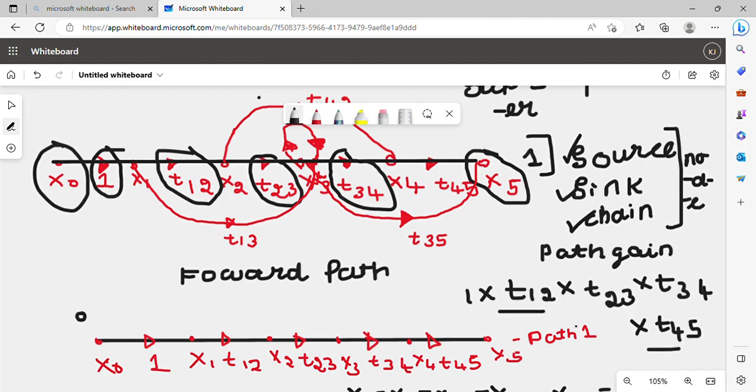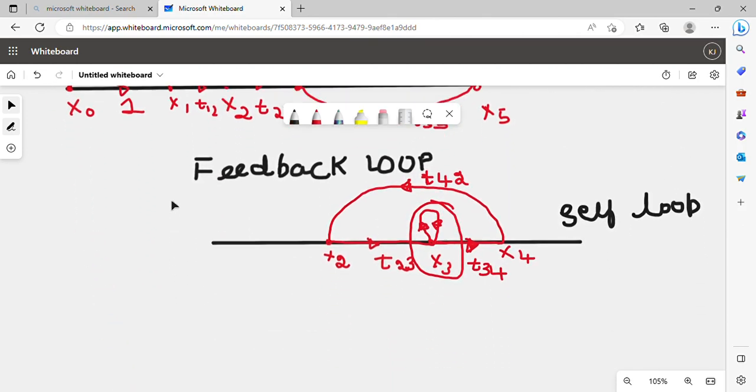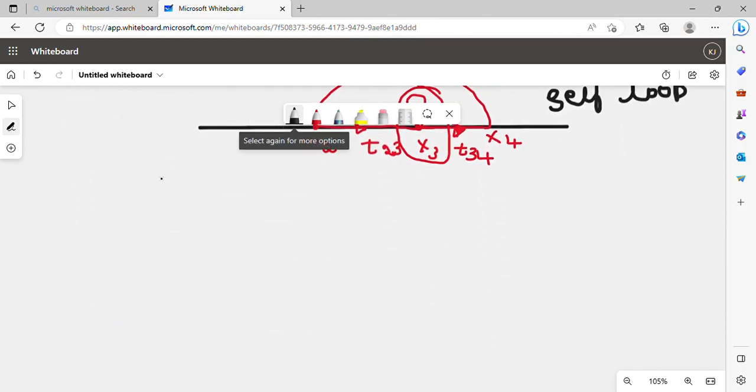Now let me come to the dummy node. What is my dummy node? For this I have to write a separate diagram. Till now we have used the same diagram, so I'll redraw all of this again. Please wait. Let me write my dummy node.